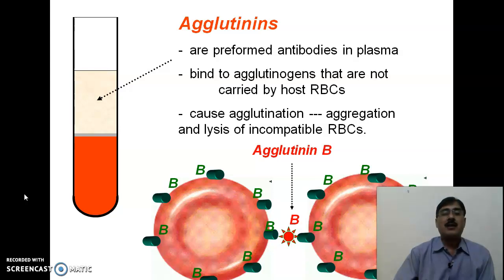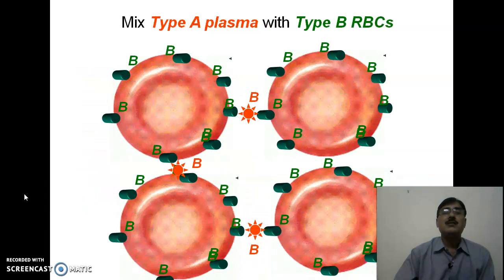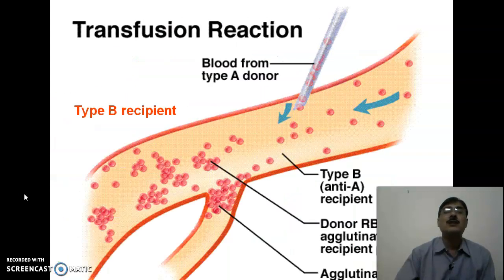If there is a mismatch, such a condition can occur. This is the mixing of type A plasma with type B plasma, and you can see the result. In the transfusion reaction, the type B recipient and the anti-A donor RBCs are agglutinated, as shown in this slide, and then they block the small blood vessels, the capillaries.